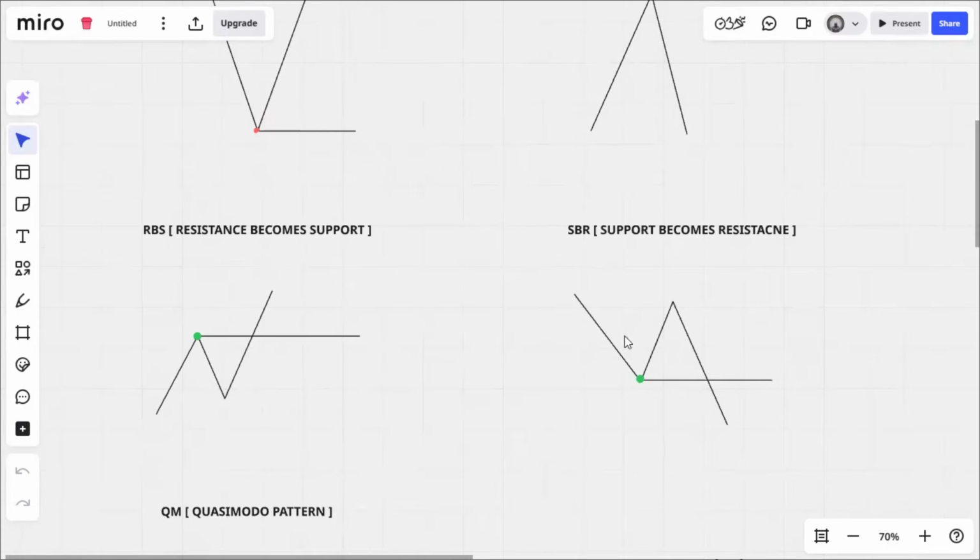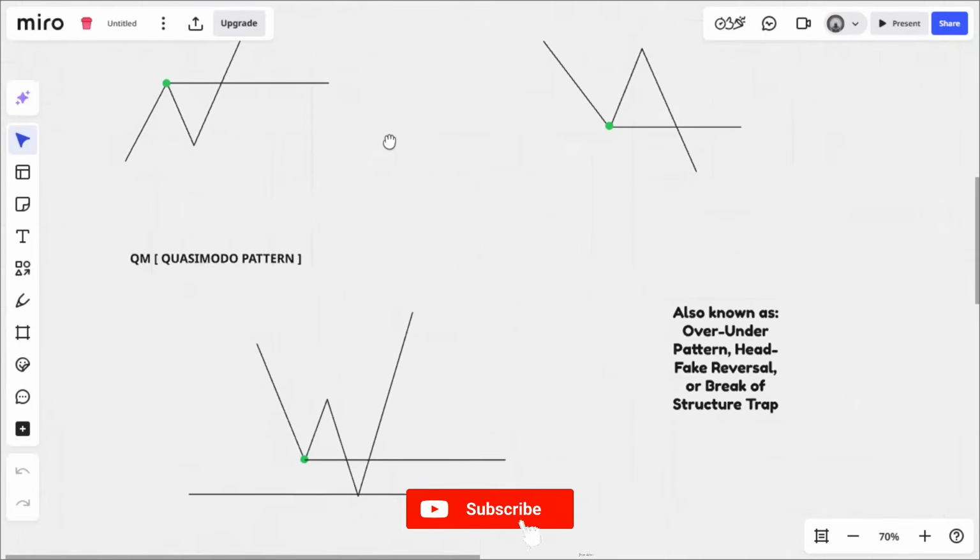So you're gonna spot these levels in line charts just like this. Okay, and the QM pattern.